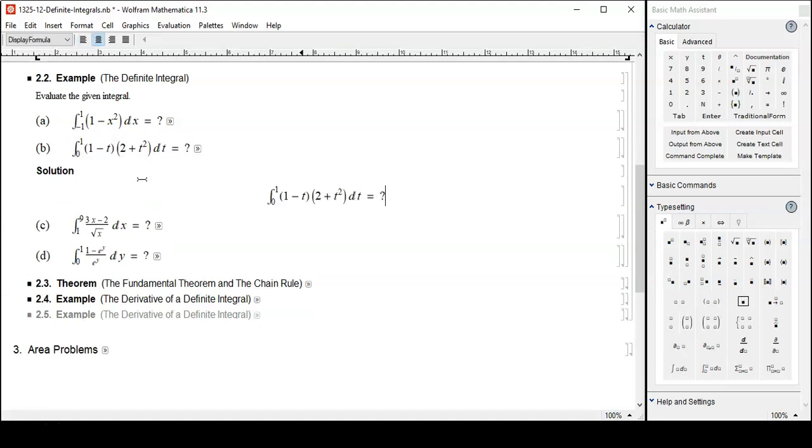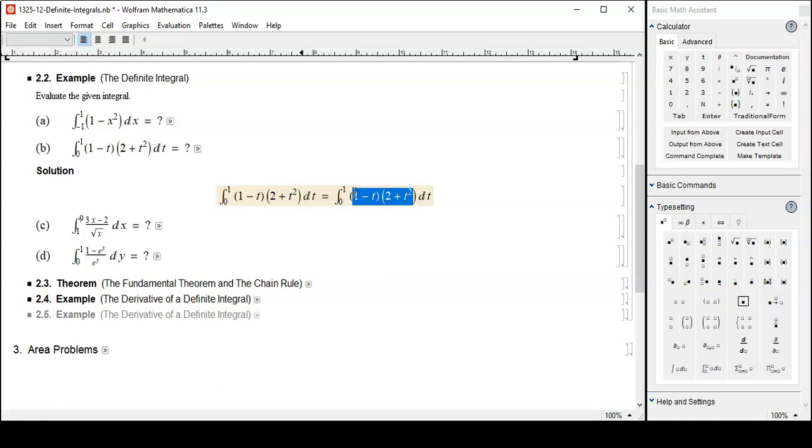This one requires some computation before applying any of those antiderivative formulas because we have a product of two functions. If we have addition, then we can separate the integral, but with a product, we can't. So we need to FOIL it out first.